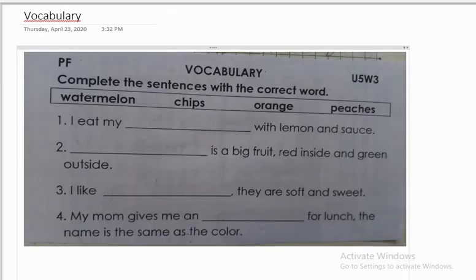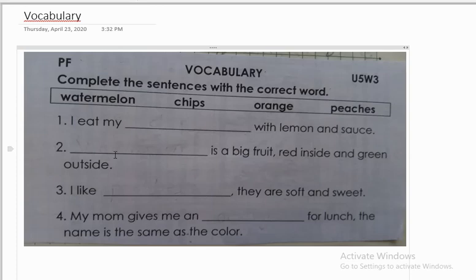And now we are going to work in the vocabulary. We are going to write in the right space with the words that appear in the box. Okay, we have watermelon, chips, orange, and peaches. First of all, we are going to read each sentence, and finally we are going to decide which word is the right for each sentence. Okay, in the first case it says, I eat my blank with lemon and sauce.